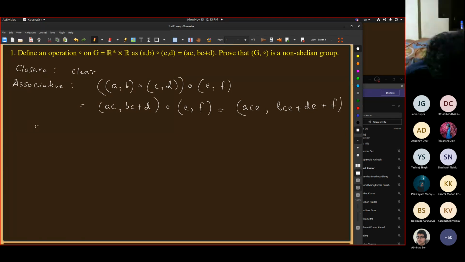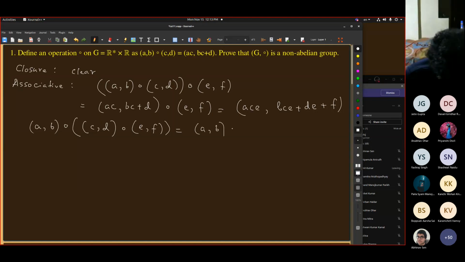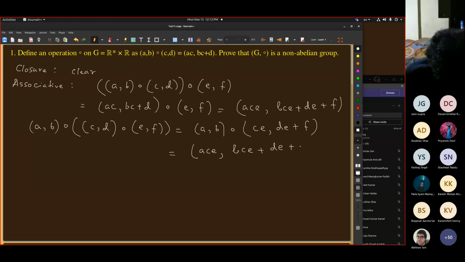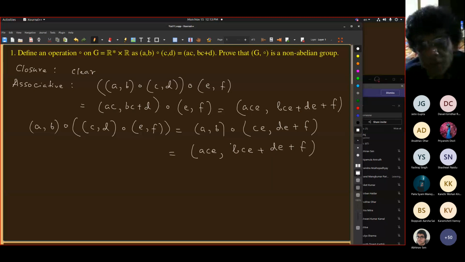Whereas if I do it the other way, (C, D) operation (E, F) will give me (CE, DE plus F). Then it will become ACE, and B times this quantity, which is BCE, plus DE plus F. So this one and this one are equal.